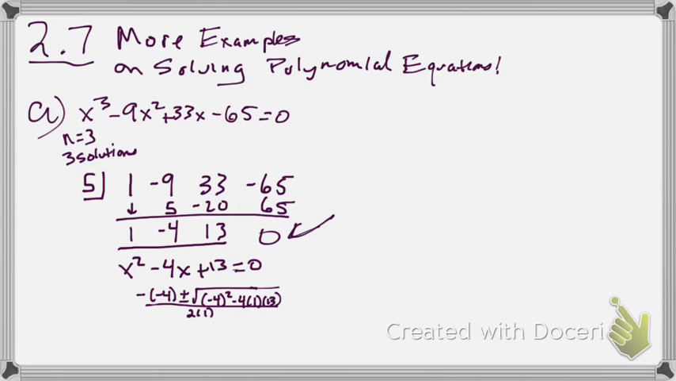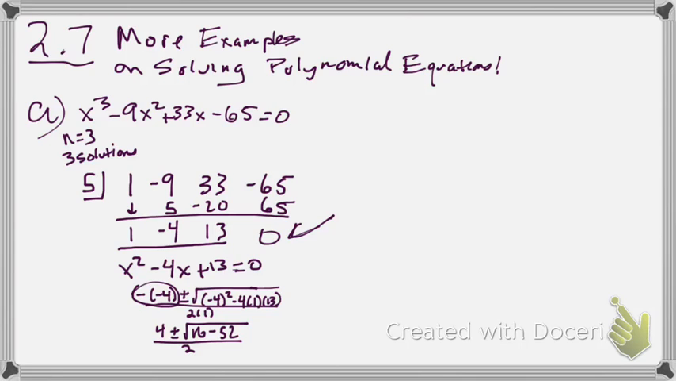So let's simplify. Minus negative 4 is really positive 4, plus or minus the square root of negative 4 squared is positive 16. Negative 4 times 1 times 13 is really going to be just negative, let's see, that would be 4 times 10 is 40, and 4 times 3 is 12. That would be minus 52 if I add that together. And that's all over 2.